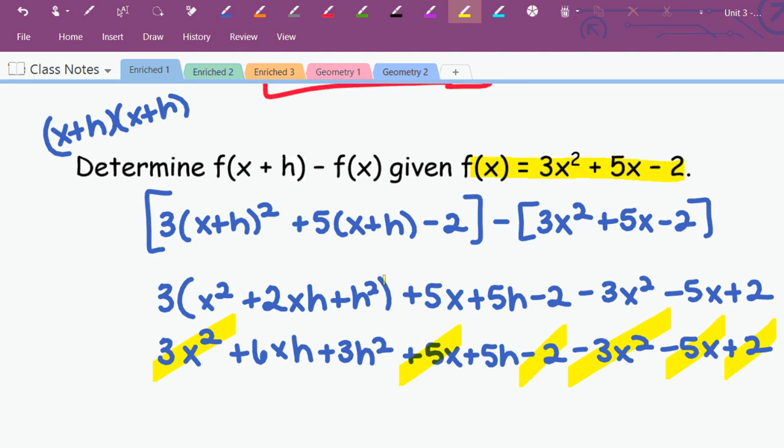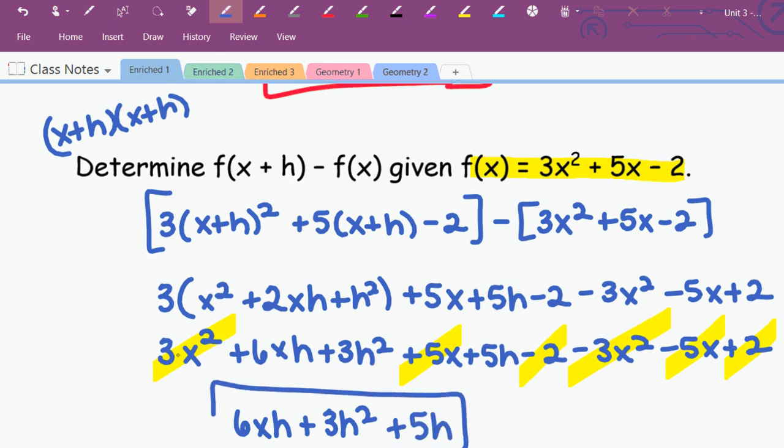So now all of those like terms are gone, and you're going to actually notice something about what's left. You're now left with 6xh plus 3h squared, and then plus 5h. Is that it? Is that right? And by the way, what do all of those have in them? That would be a GCF.